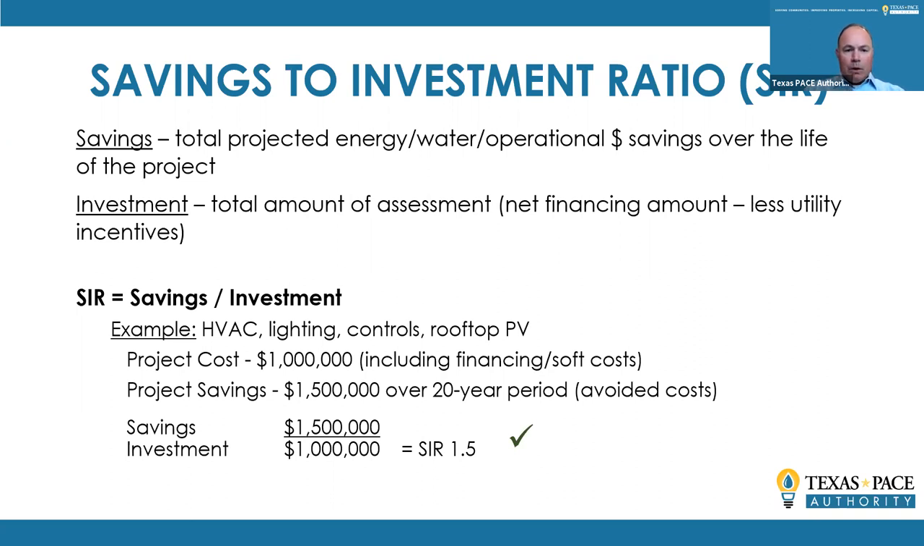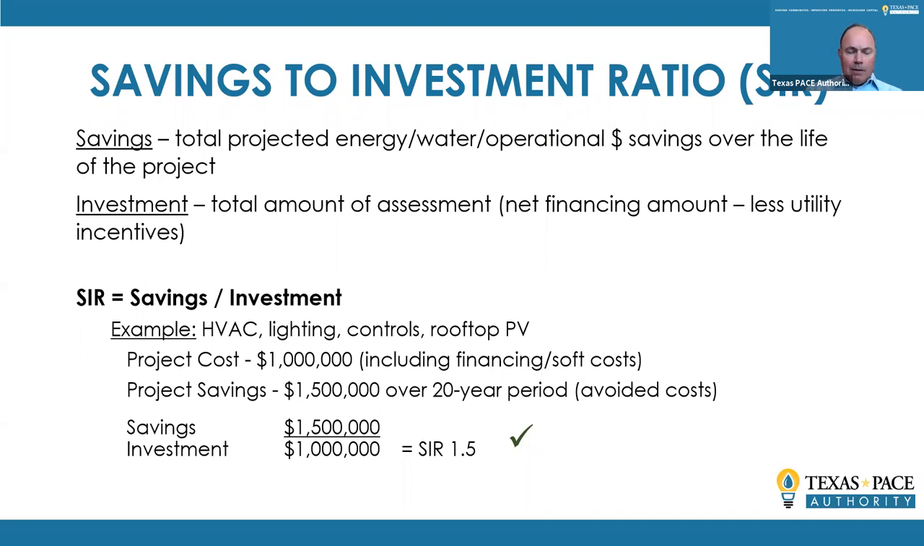On the investment side, we're looking at the total amount of the assessment, and this is the net financing amount. What we would hope is that these projects, by their nature, are going to qualify for some level of incentive, probably from a local utility, electric utility, co-op, water system, or municipal utility. Those incentives should be pursued and built into the cost model for the project. That's like a cash contribution. So the investment is the total amount of the assessment, the net financing amount, and then the calculation is very straightforward. If you look at the bottom, it's basically the savings divided by the investment.